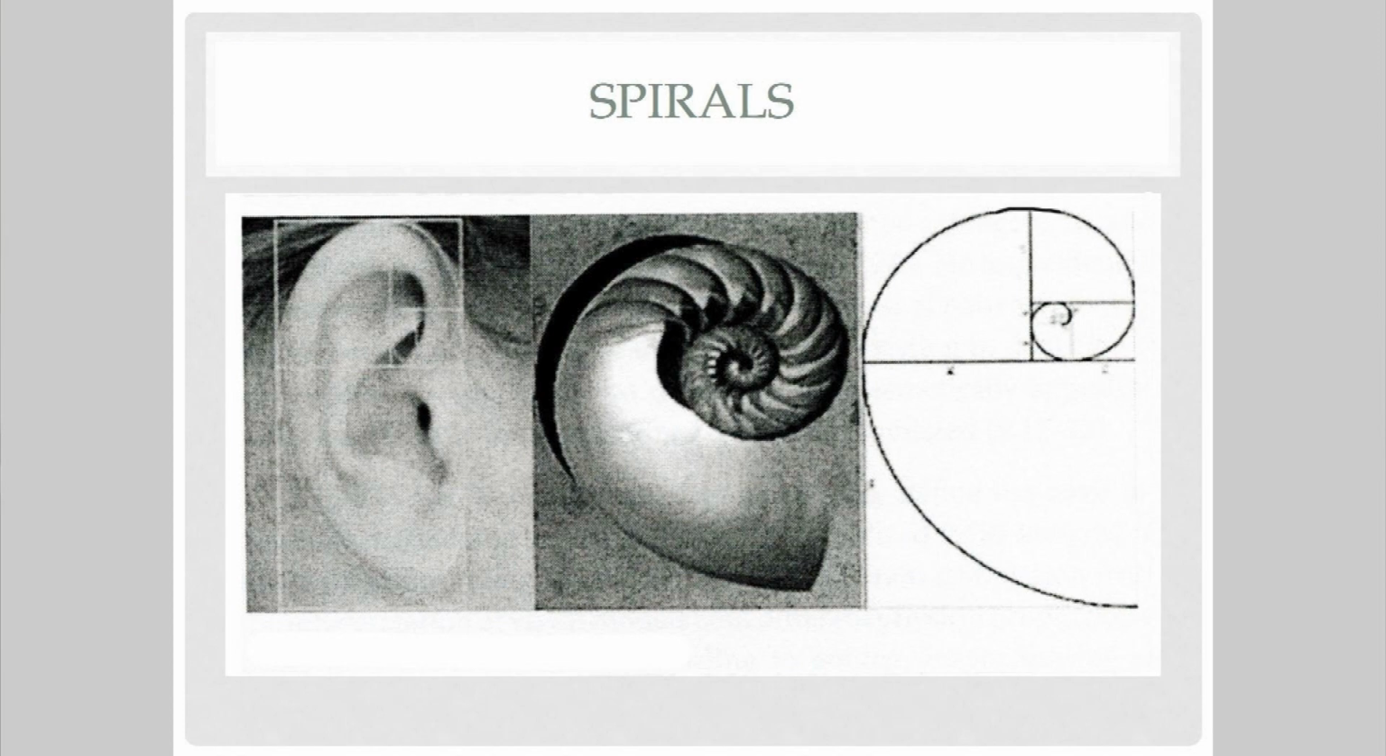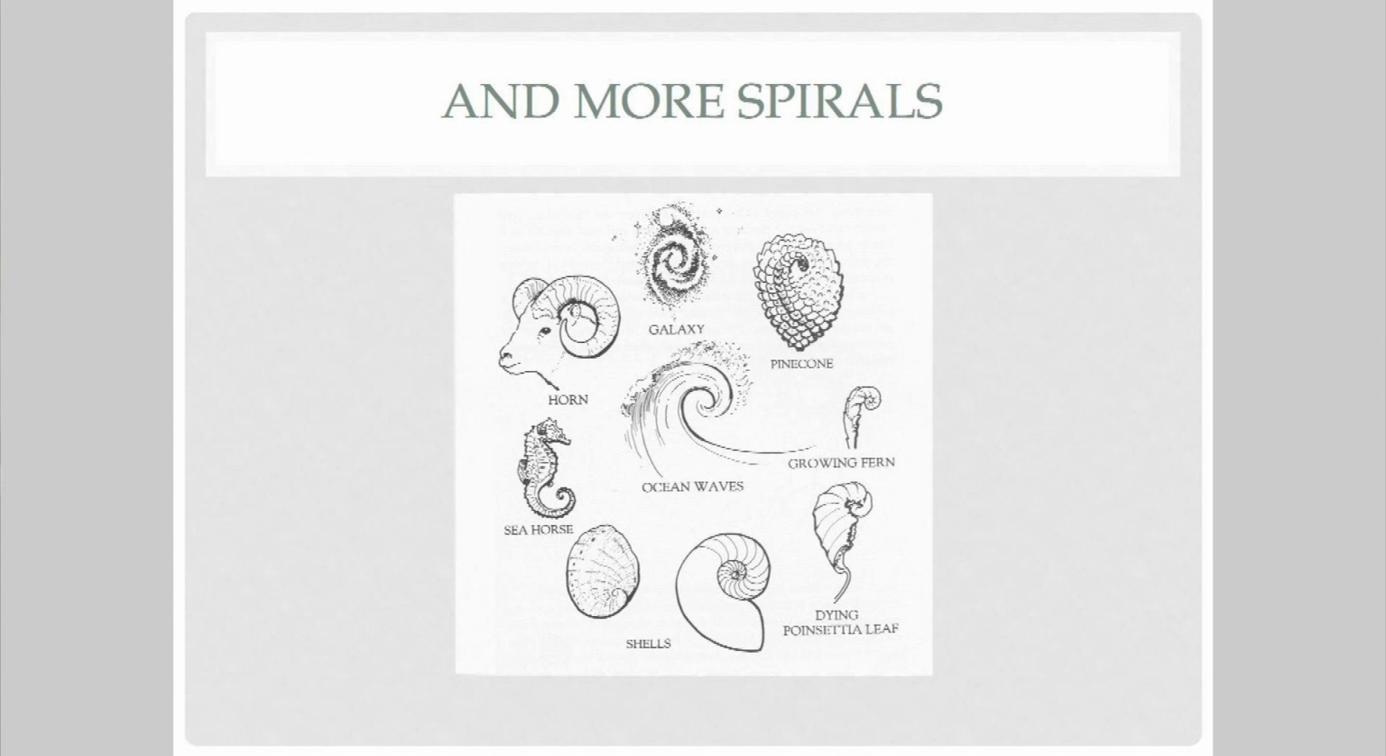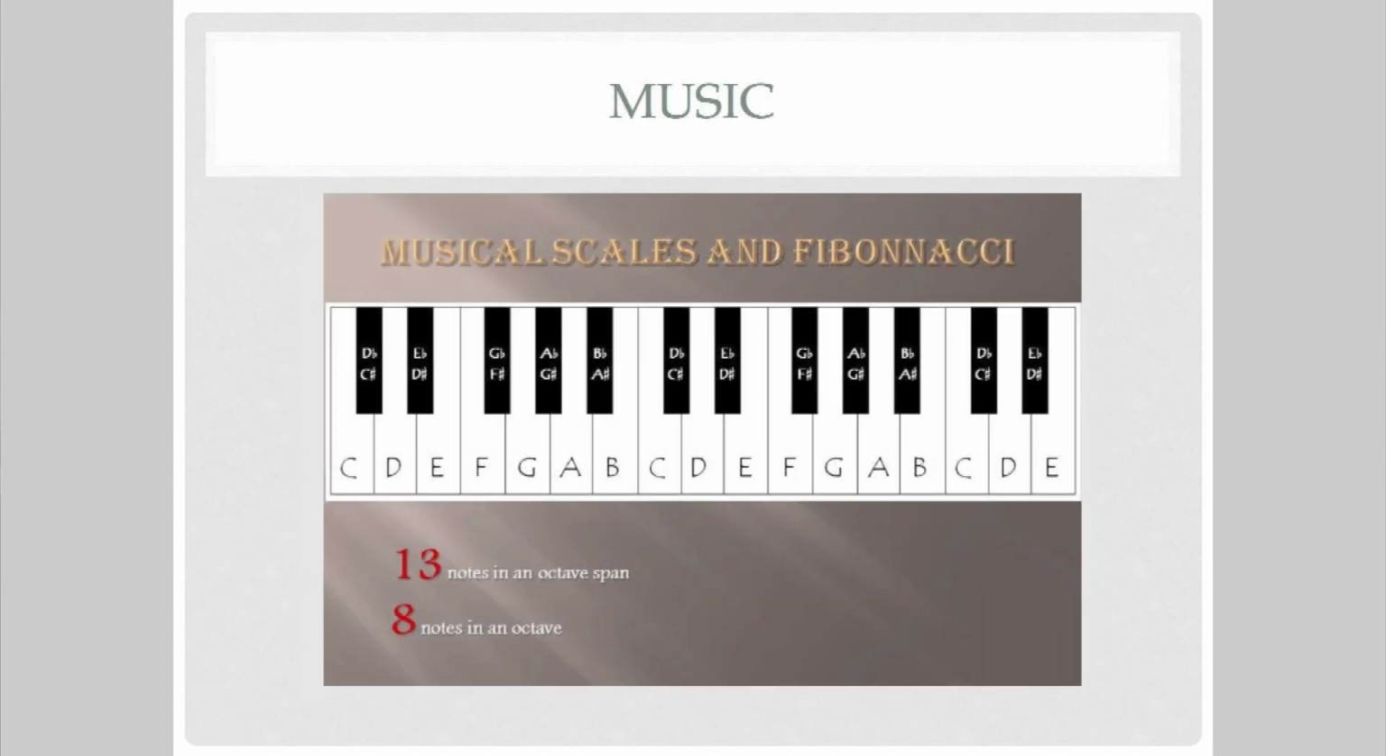Fibonacci spirals can be seen in the human ear, a nautilus shell, and many more places. And here are some more places where you can find them: a ram's horn, a seahorse, an ocean wave. You can see that logarithmic spiral in lots of different places. Now, note the piano keyboard. 13 keys in a complete octave, of which 8 are white and 5 black, which are divided in groups of 2 and 3.